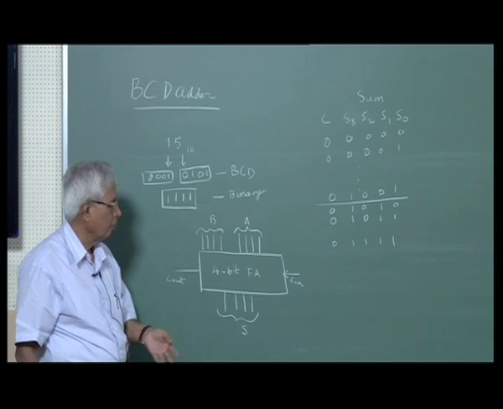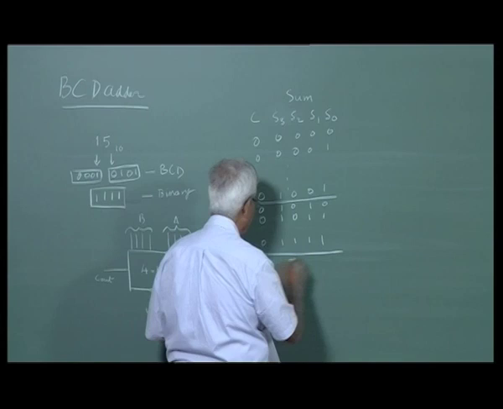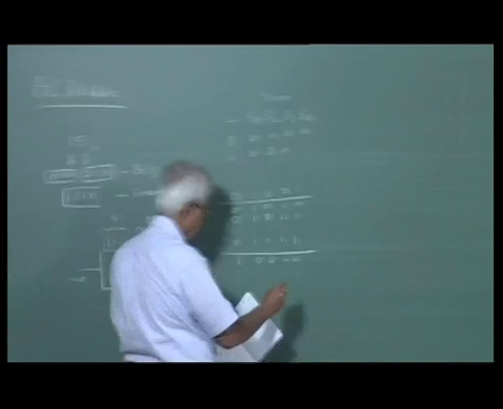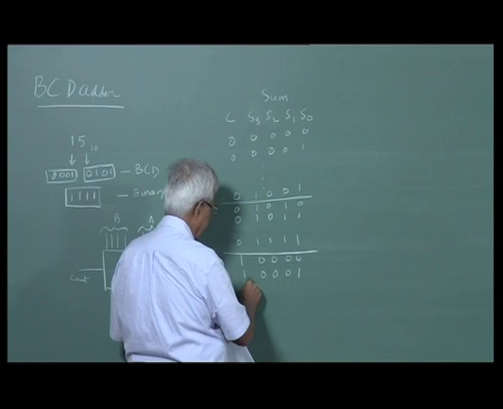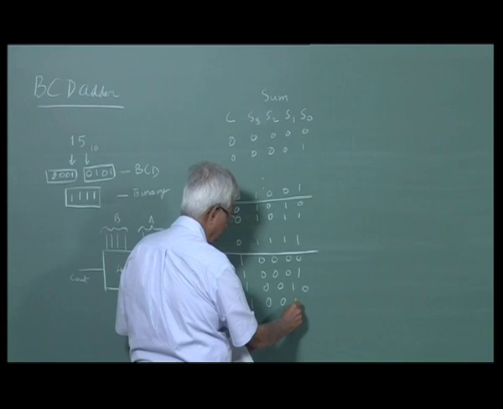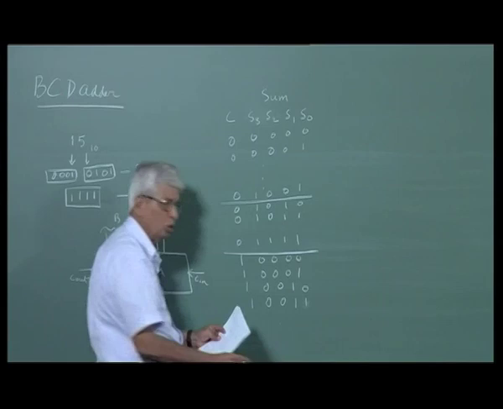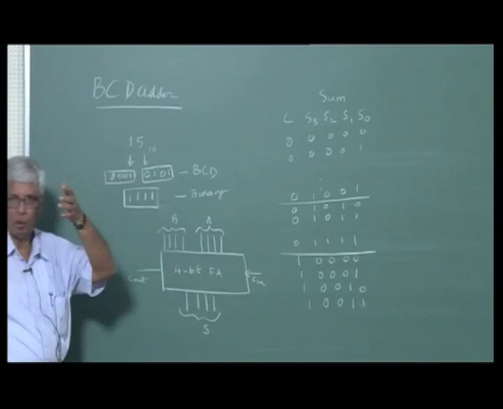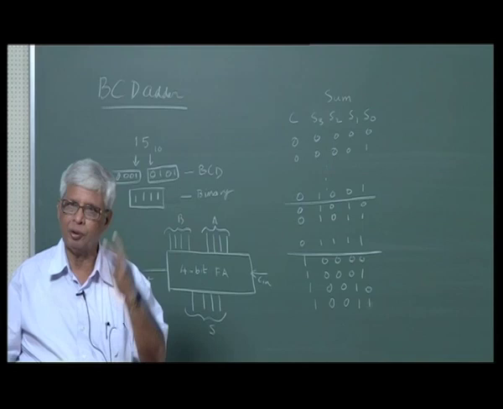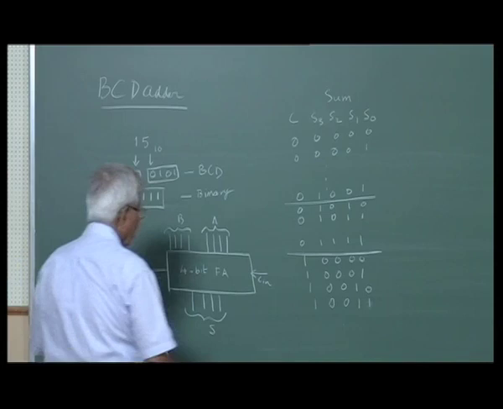Beyond 16, what will happen is it will again fold back and the sum becomes 0000, carry becomes 1. This will be 16. 17. 18. 19. We are not interested in numbers more than this, because we are only adding two decimal digits. The number can be only 18, because each one can be only 9. 9 plus 9 is 18, but we have the provision for 19. So we have 19 as a maximum. So this is what it is going to be like.